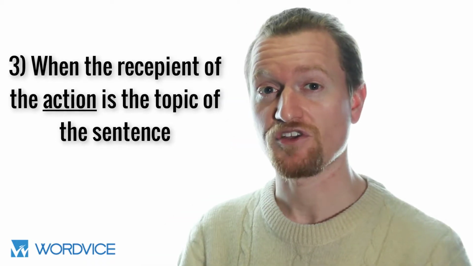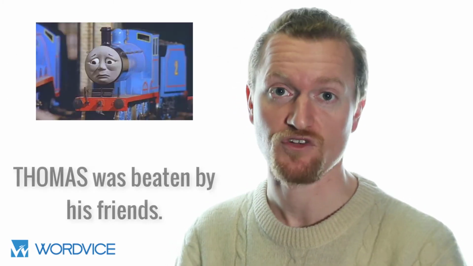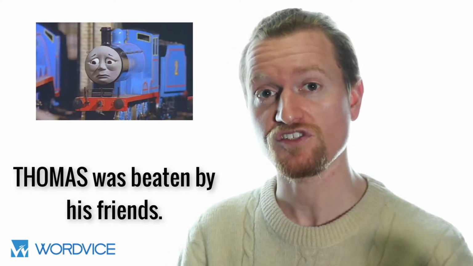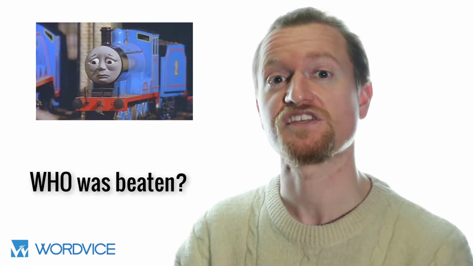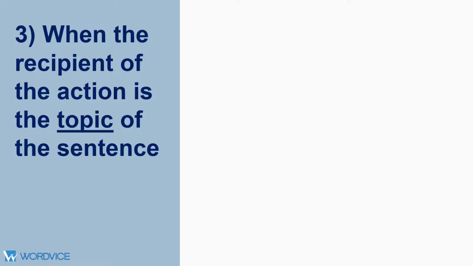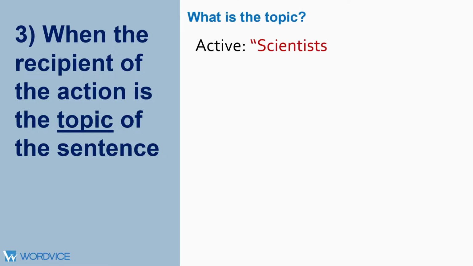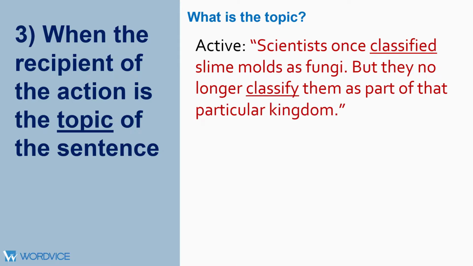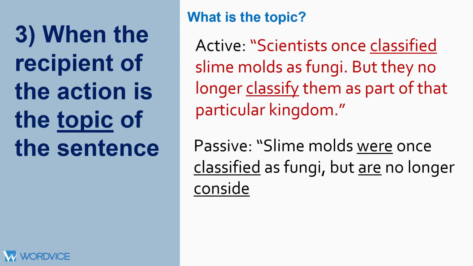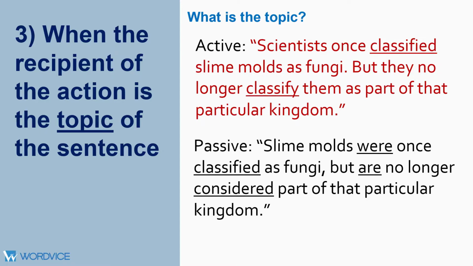It is sometimes necessary to use the passive voice in order to put the most important information at the beginning of your sentence. By putting the information first, you're showing the reader that this is the central information of the sentence. See if you can identify the topic of these sentences, first in the active voice. Scientists once classified slime molds as fungi, but they no longer classify them as part of that particular kingdom. In the passive voice, slime molds were once classified as fungi, but are no longer considered part of that particular kingdom. In the first example, scientists occupies the topic position.